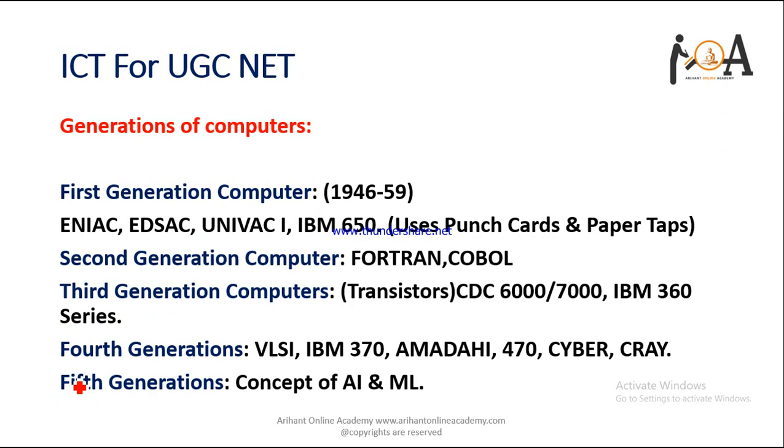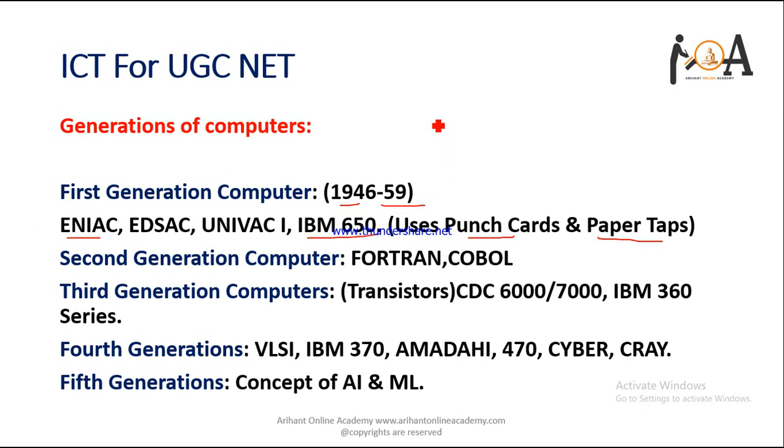And now let's discuss the generations of computer, right? The first generation of computers was from 1946 to 59, in which the computers were very big and large, and they generally used punch cards as memory and paper tapes. The basic examples of first generation computers are ENIAC, EDSAC, UNIVAC 1 and IBM 650, right? So these are the examples of first generation computers.